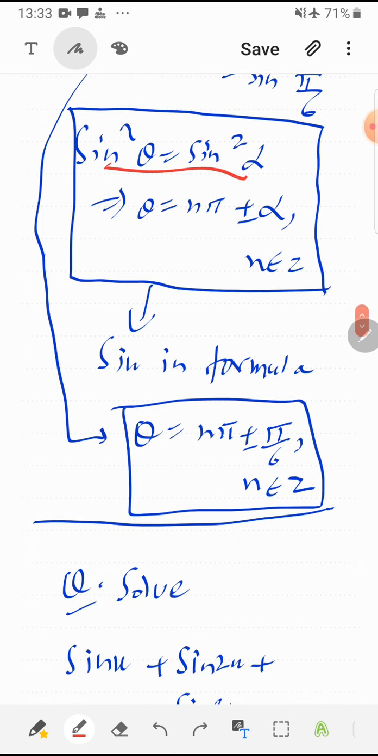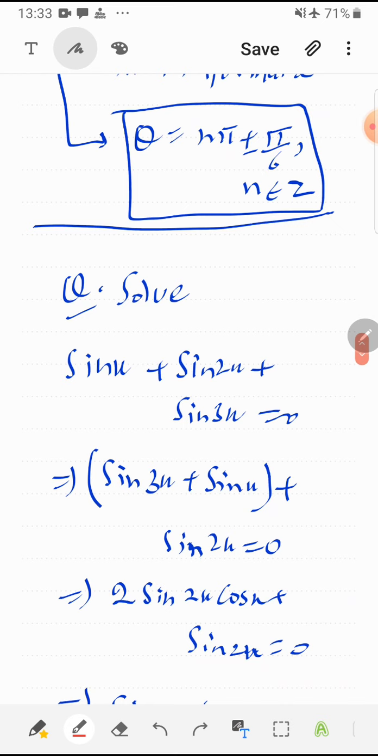Now let us use these results for solving some equations, like solve sin x plus sin 2x plus sin 3x. Clearly I can observe that 3x plus x is 4x and its half is 2x. So we can apply the CD formula here. So 2 sin 2x cos x is there, plus sin 2x. Now my target is to reduce the number of terms and to convert them into factors.